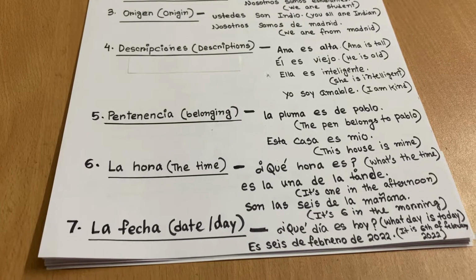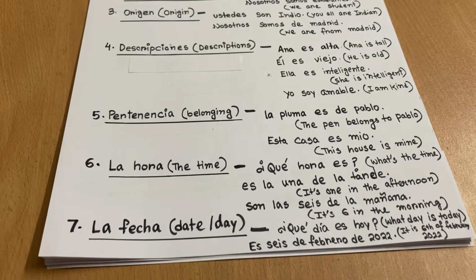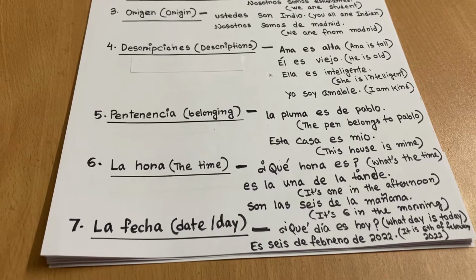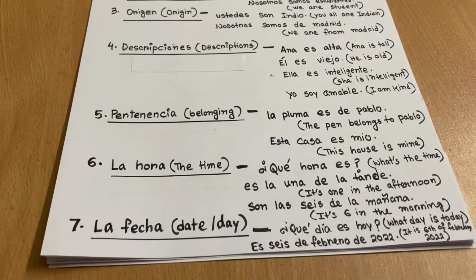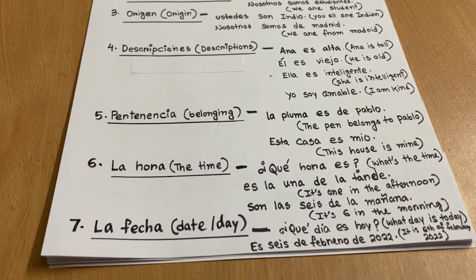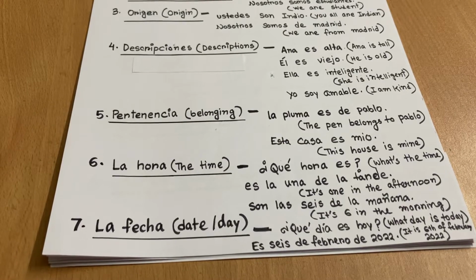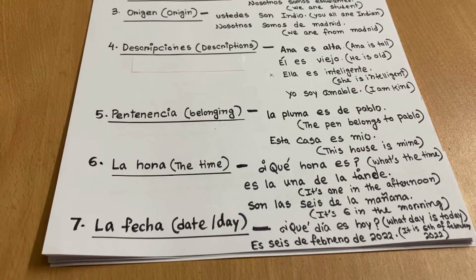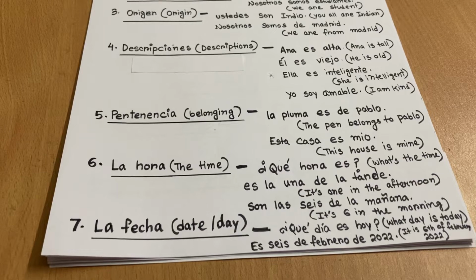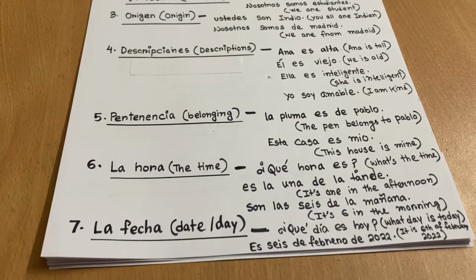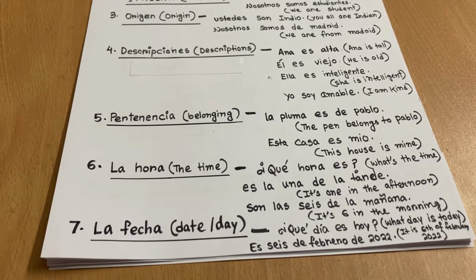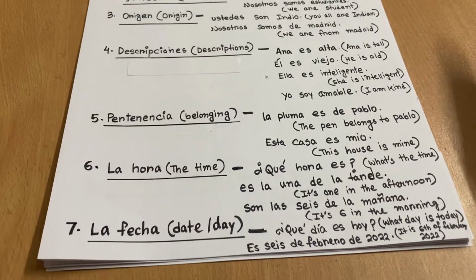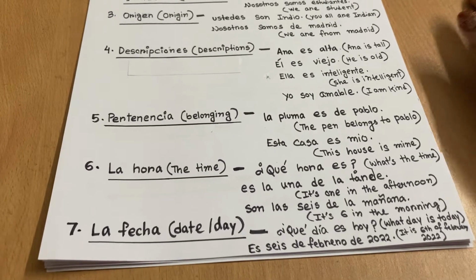Next category is la hora, the time. ¿Qué hora es? What is the time? When we talk about the time, even when the other person is giving you the answer, the person also has to use the ser verb. Es la 1 de la tarde, or son las 6 de la mañana. So for the time we use the ser verb.